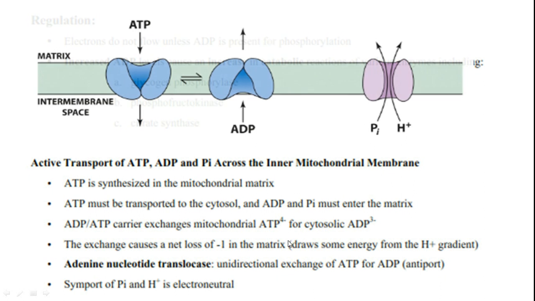So here is the example of how it is happening. ATP that is there in the matrix has to move into the cytosol, whereas ADP and inorganic phosphate have to enter into the mitochondrial matrix. Inorganic phosphate enters into the matrix with the help of the proton gradient, and the ATP and ADP transporters are coupled with each other, so it is considered an antiport mechanism.